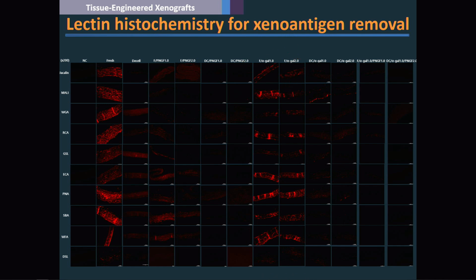And when decel and alpha-galactosidase and PNGF treatment were treated together, the lectin expression was significantly reduced. So we can see the triple synergistic effect of decel and alpha-galactosidase and PNGF treatment for general antigen removal.